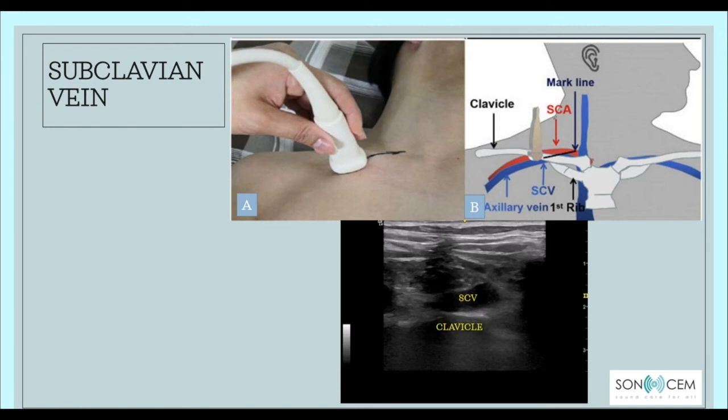Now at the subclavian vein, we put the probe above and below the clavicle, scanning from the base of neck to infraclavicle. We can visualize the proximal and distal subclavian vein, but usually the mid subclavian vein will be obscured by the clavicle.